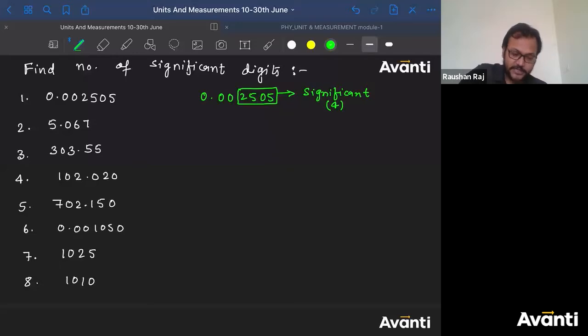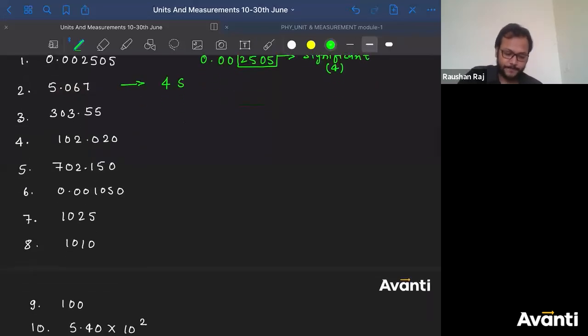How many significant digits are there? Non-zero: 1, 2, 3, and then a trapped 0: 4. So 4 significant digits. Third one: 1, 2, 3, 4, and then a trapped 1, so 5. So 5 significant digits. In this one, 1, 2, 3 non-zero digits, so 3 ho gaya. 4, 5, 2 trapped zeros, and then 1 trailing zero, so 6. So this is having 6 significant digits.